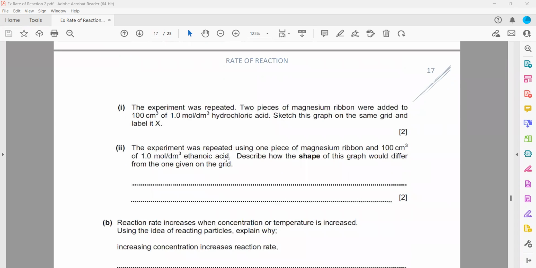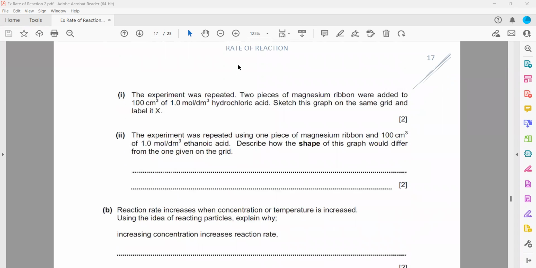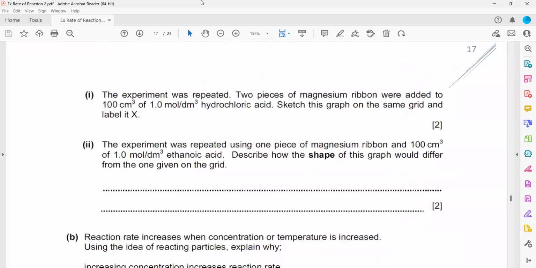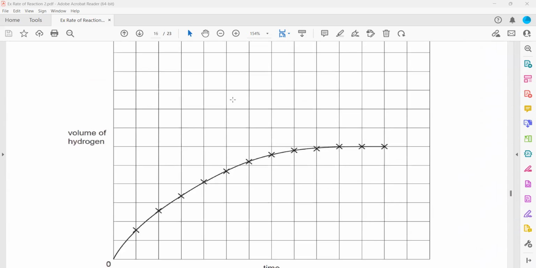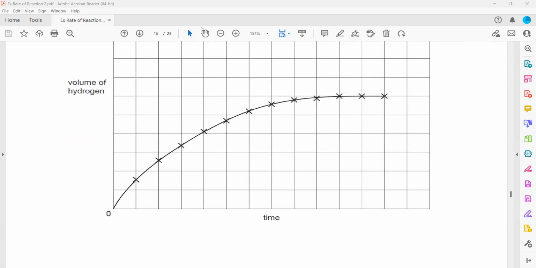The experiment was repeated using 1 piece of magnesium ribbon using ethanoic acid. Again, you can see it's a weak acid. Describe how the shape of the graph would differ from the one on the grid. So less steep, fewer collisions, fewer particles, contains fewer ions. So the final product will be the same, but the reaction will take much longer time to complete. So weak acid reacts slower than strong acids.